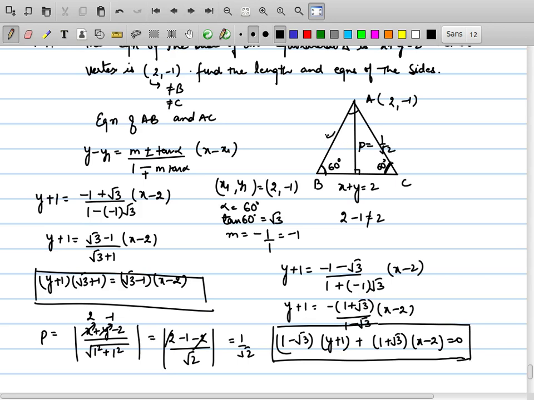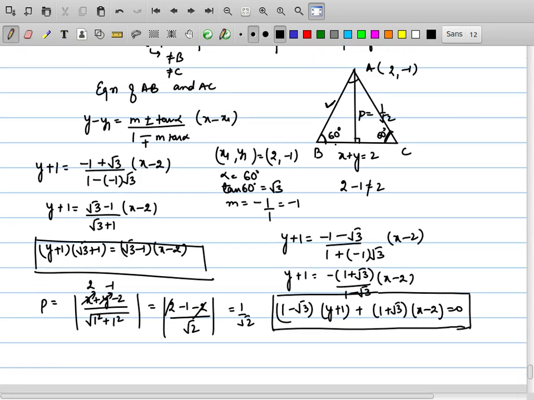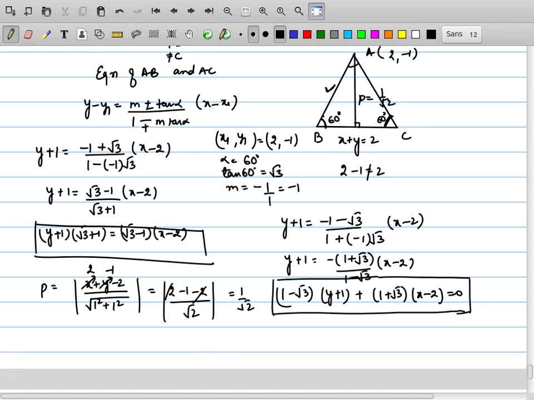Now we want this length. This is the side of the triangle. So what should we do? If we know the angle 60, we know the perpendicular, we need to find out the hypotenuse. So what should we use? Sine 60. Perpendicular is 1 by root 2 upon hypotenuse AB, which we do not know, and sine 60 is root 3 by 2. Therefore, what is AB? AB is 2 by root 2 into 1 by root 3. So this comes out to be root 2 by root 3. Therefore, the side of the equilateral triangle is of length root 2 by root 3 units.